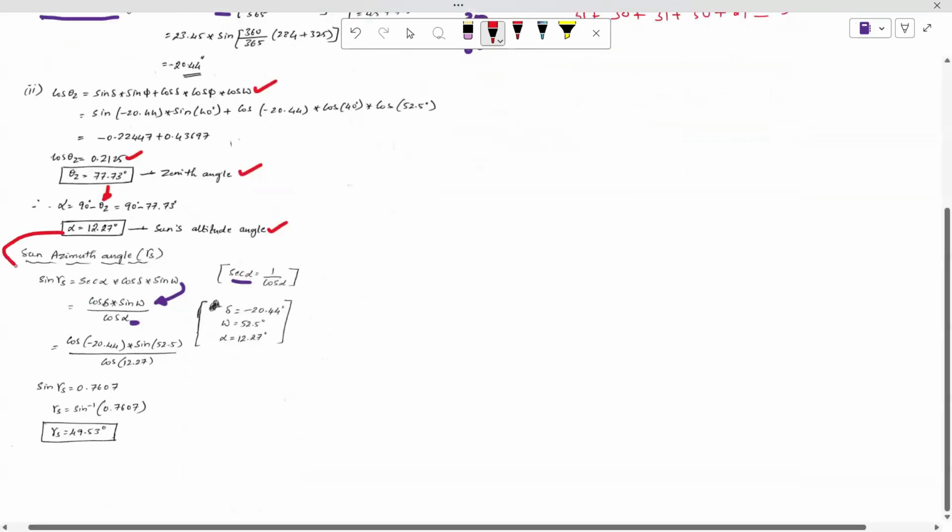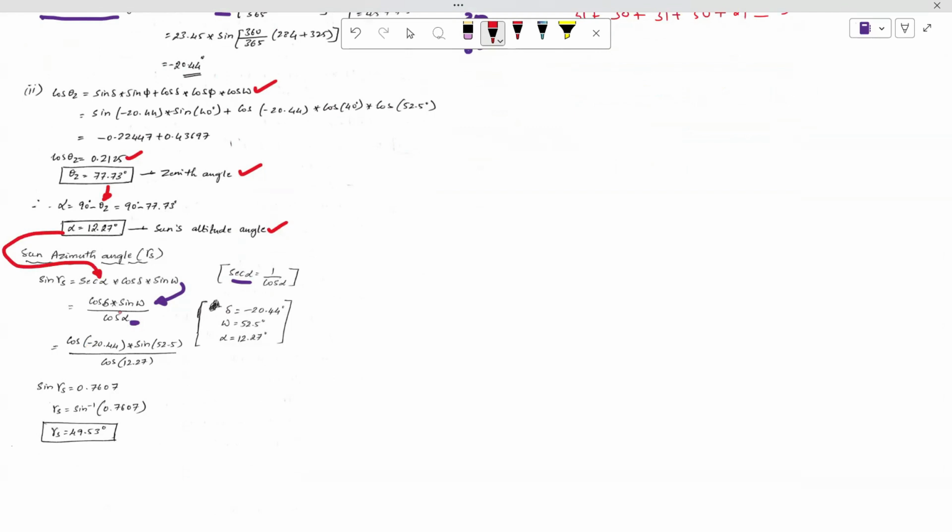After getting this alpha value, substitute it in the azimuth formula. Delta is equal to minus 20.44, omega is equal to 52.5, alpha is equal to 12.27. Substituting these values in the formula, you will get sin gamma s equal to 0.7607, and sin inverse of this value comes around 49.53. So after substituting all these values, you will get the sun azimuth angle as 49.3. Okay, so thank you. We will meet with another problem in the next session.